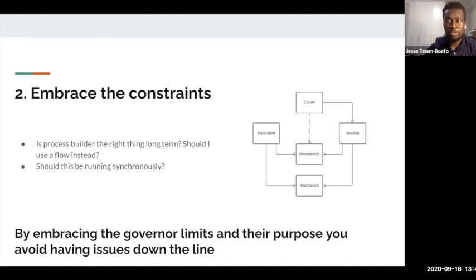If we have over 150 records that we need to update in one go, then Process Builder would time out. We'd hit a DML limit. So instead, maybe we need to go with flows, which would allow us to bulkify our records. Maybe we need to think about going with something asynchronously, because does it actually need to be synchronous? By thinking about our constraints and embracing the governor limits, it'll help us to avoid issues that might become problematic further down the line. So tip number 2 is embrace the constraints.